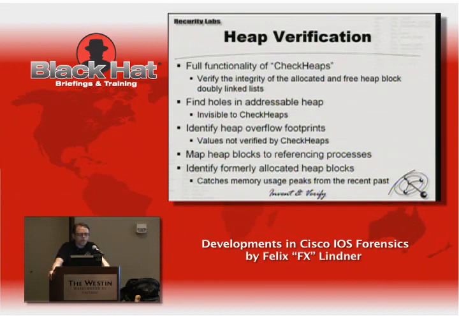We can map the heap blocks to the referencing processes. We know from the meta information in the heap what process allocated the block, what process freed the block if the block is free, and what its name was. So we can actually build up a graph and see what processes access which blocks and get something like a reference count on the blocks, which could prove to be interesting. I don't know. And we can identify formerly allocated blocks. Even in the supposedly free memory, we can see the leftover heap block headers, and identify processes that used to eat a lot of memory.